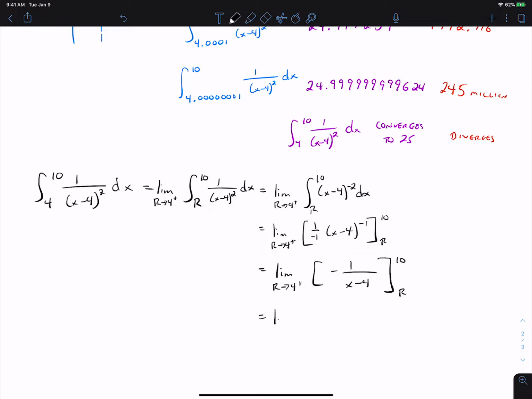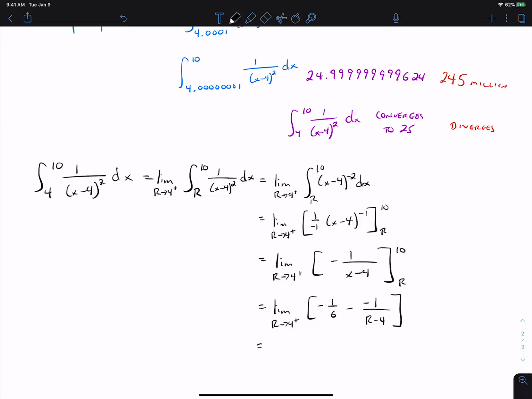And now we're going to get the limit as r approaches 4 from the right of negative 1 over 6 minus negative 1 over r minus 4. And now we're going to think about what happens as r approaches 4 from the right. So as r does approach 4, negative 1 over 6 won't change. But in the second fraction, we're thinking about something like 4.001 minus 4 in the bottom of that fraction.